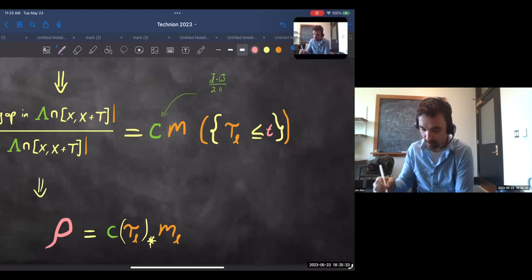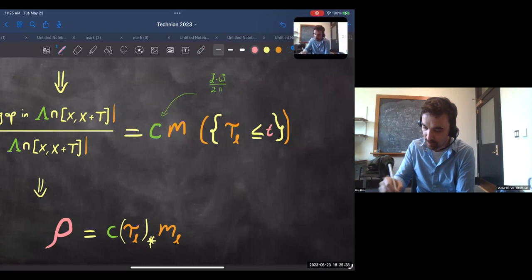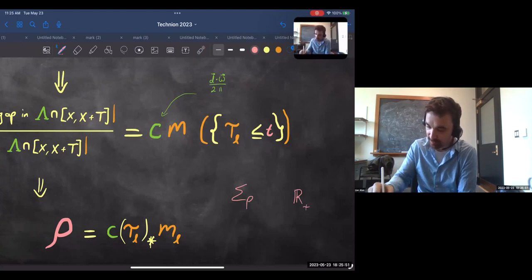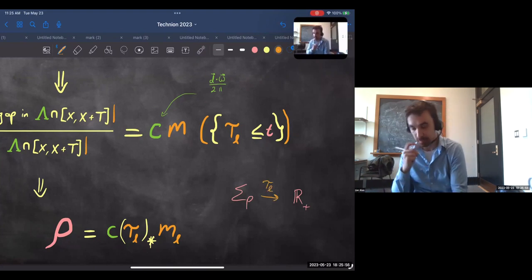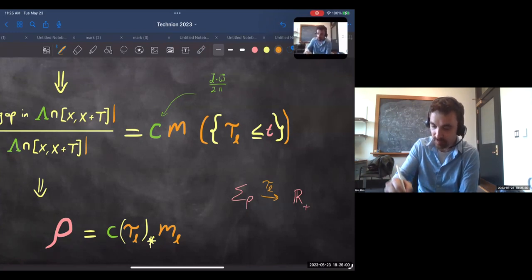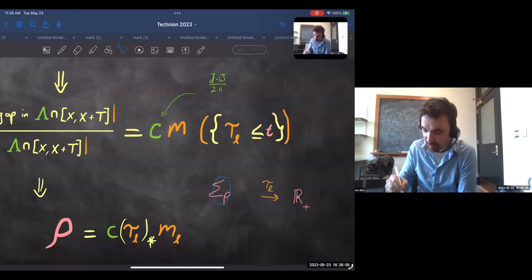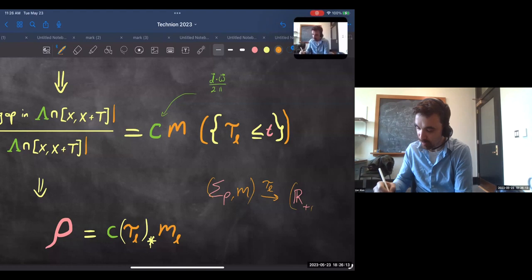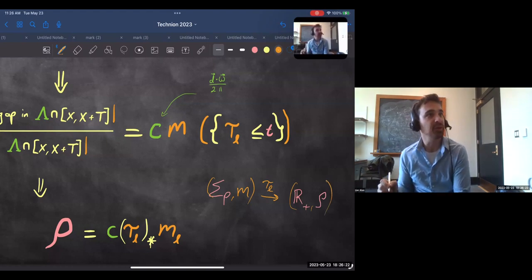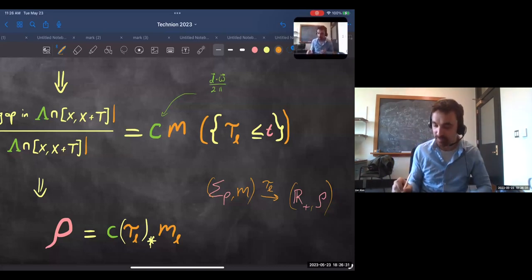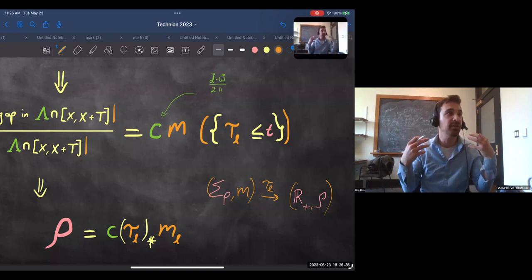Let me write it. I have sigma p, and I have R plus, and I have my function tau L. Here, sigma p is equipped with a measure. So tau L gives me a measure on R plus. That's what push forward means. If I want to measure a set in R plus with this measure, I pull it back to sigma by tau L, and then measure it with m.